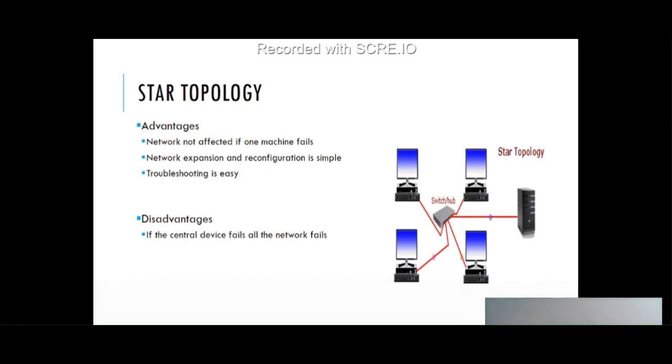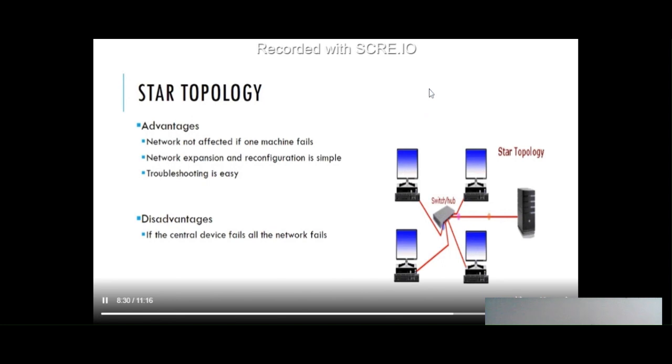Now let's see the advantages and disadvantages of star topology. First, the network is not affected if one machine fails. If this computer stops working, then it will not affect the other remaining computers. The others will keep working. So if this computer is not working, then it will stop working, but it will not affect the second computer, third computer, and fourth computer.